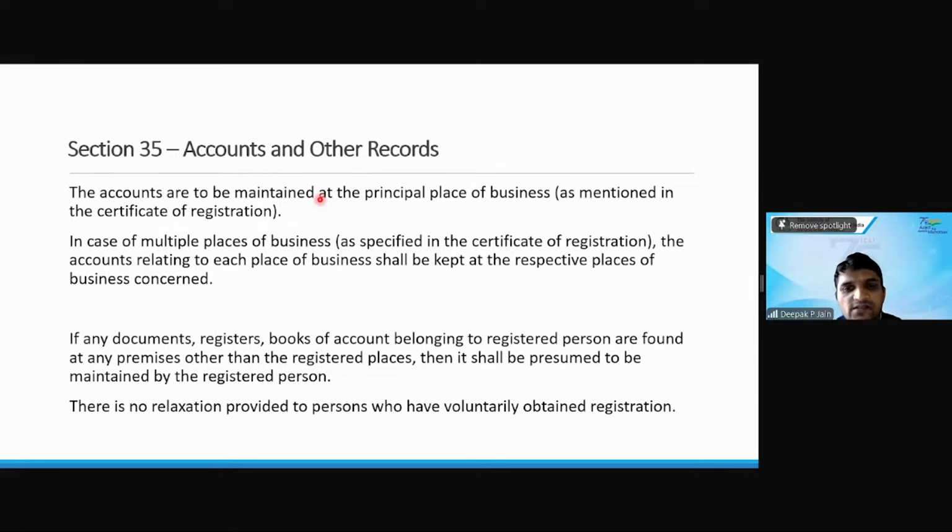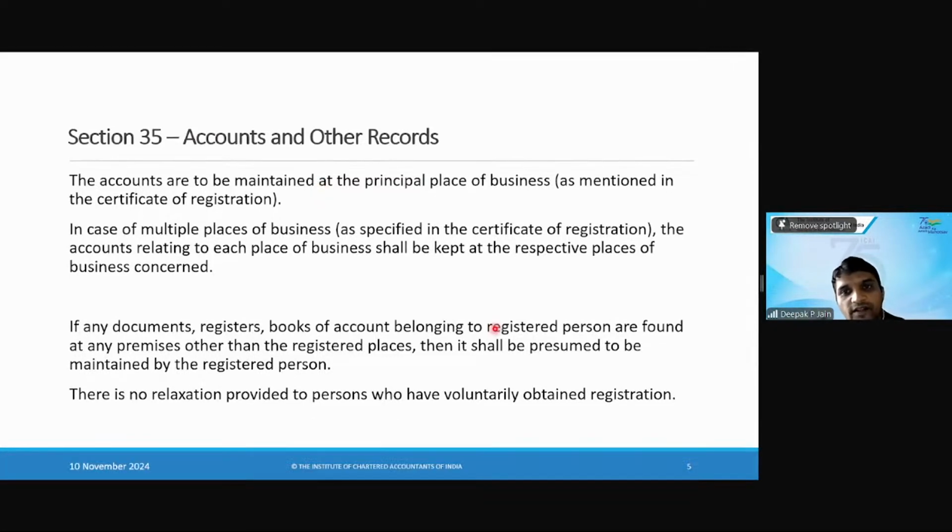Come on, give me your answers. What do you think? When you say that you have to give addresses, the accounts are to be maintained at the principal place of business. And in case of multiple places of business, the accounts relating to each place of business shall be kept. But in the registration certificate, my question is, what all addresses will you give?